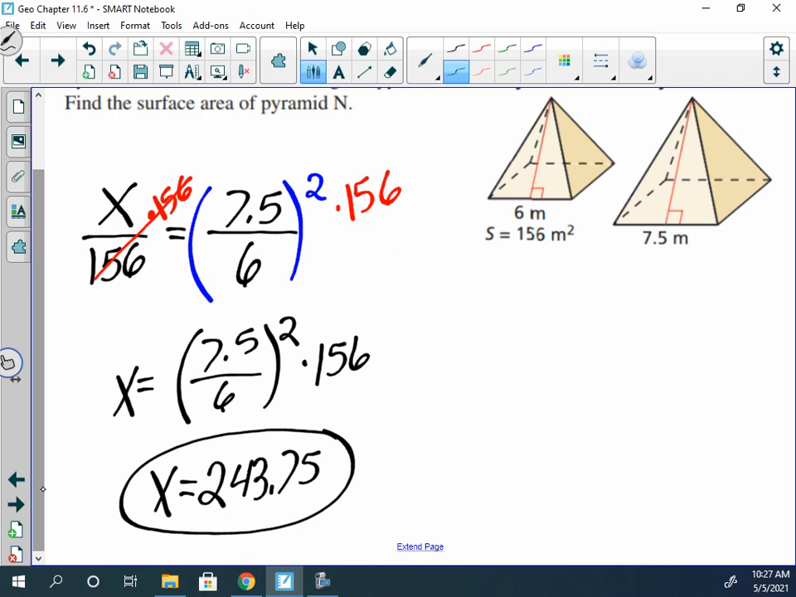Do we agree with this? And that's it. Some of the ones we did yesterday, we simplified that fraction. We plugged in 7.5 divided by 6 squared and saw what we got for that, and then multiplied it. But we can actually type the whole thing in, because we don't have to do it in parts. We can do the whole thing. Any questions on this?